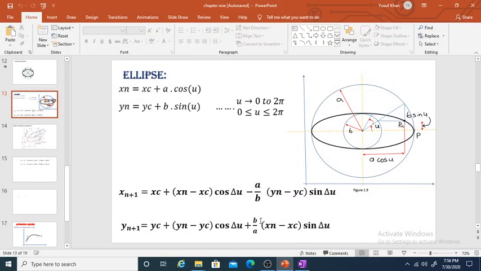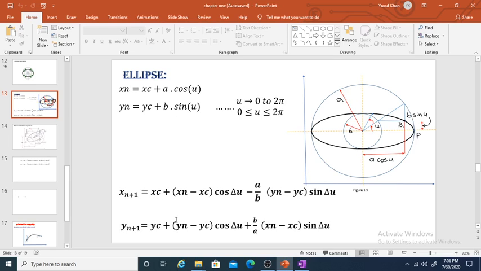Hi, this is an extension of the previous lecture. In the previous lecture, we drew the ellipse, and to calculate the pixels or the points on the ellipse, we used this equation. This equation is used to calculate the points on the ellipse. The first equation calculates the x component of the point on the ellipse, and the second equation gives the y component of the point on the ellipse.